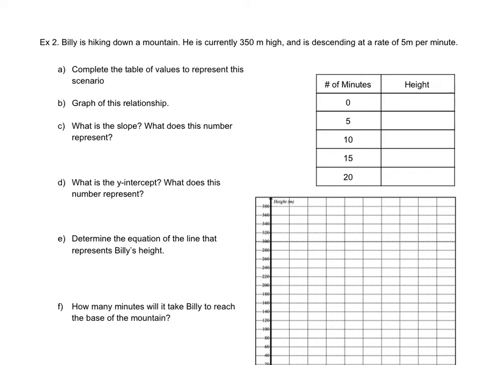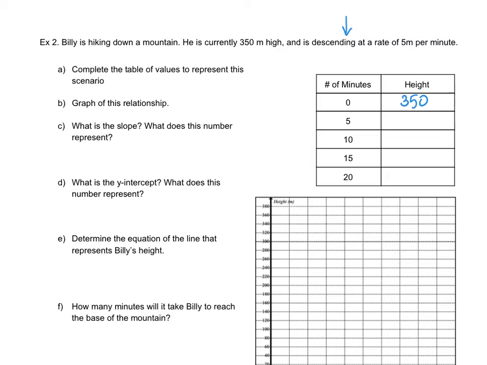Billy is hiking down a mountain. He is currently 350 meters high and is descending at a rate of 5 meters per minute. So here we don't have the equation, which is a more typical scenario. And we're going to start off by creating a table of values because that's going to be helpful for our visual and to create the equation later on. So we know that Billy starts at a height of 350 meters. So that is time 0. We're told that he's descending, or going down, 5 meters every minute.